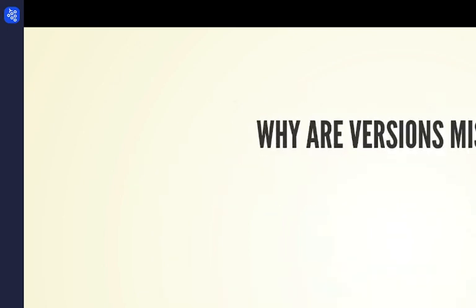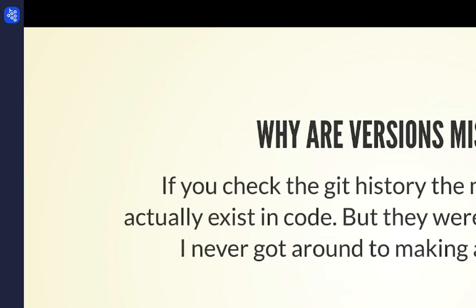All right, I've gotten this question a couple times. Why are versions missing in the release log? Because some sharp-eyed people have asked me about that. If you check the Git history, the missing numbers actually exist. There's a version constant in the code, and all those numbers actually do exist.